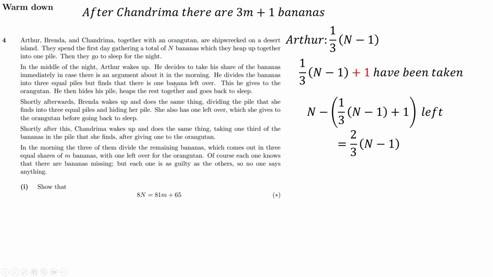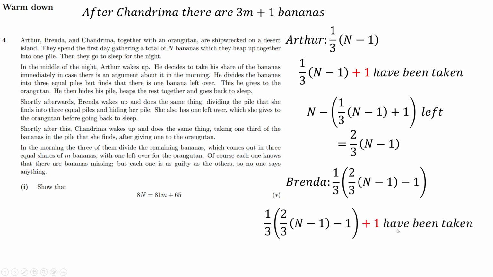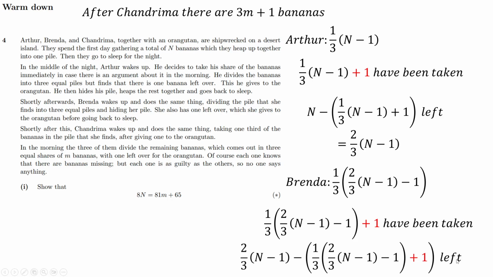But remember, with Brenda, there's going to be 1 leftover banana for the orangutan. So she's going to take 1/3 of this, but minus 1, right? So that we have an integer, and then we're going to plus 1 after it for the orangutan that she's left. Okay, and then we'll do this, which is the last total, subtract this, which is what's being taken, to get what's left, which is that, and that simplifies down to this.